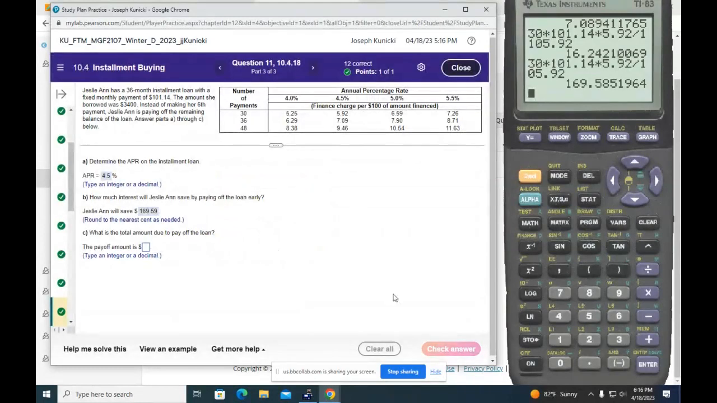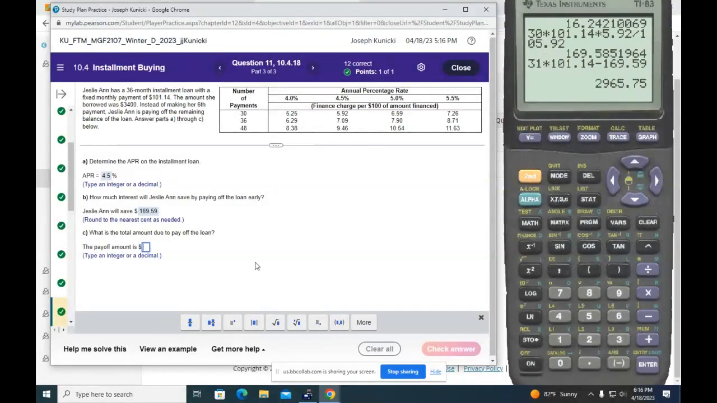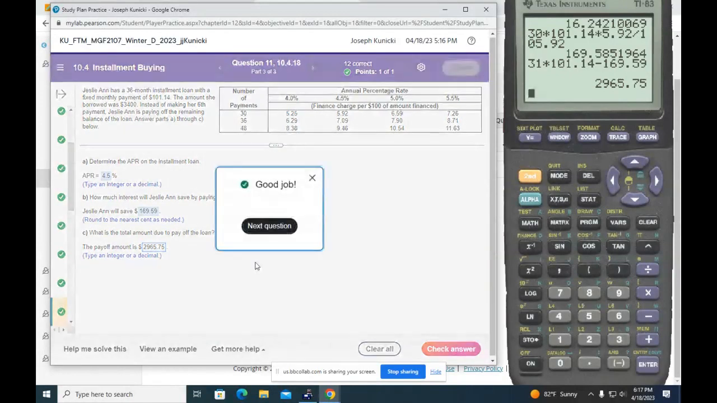So the payoff amount: there's 31 payments, because she has the 30 plus the 6th payment. So 31 times the 101.14, but you subtract the 169 and 59 cents. So she'll pay $2,965 and 75 cents.